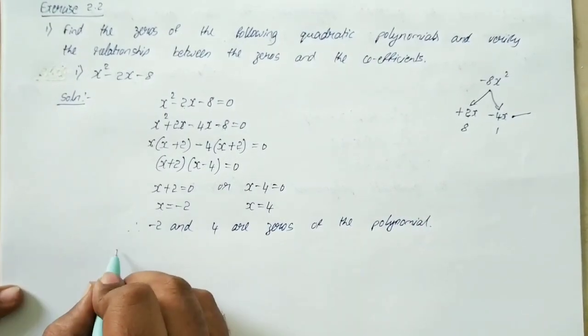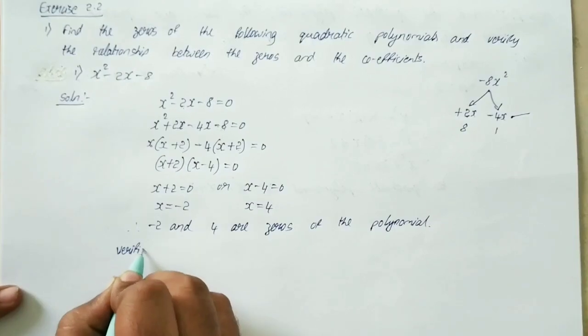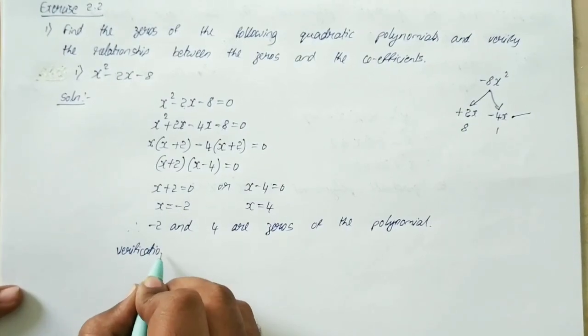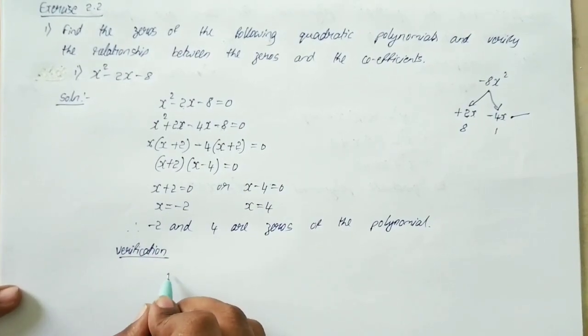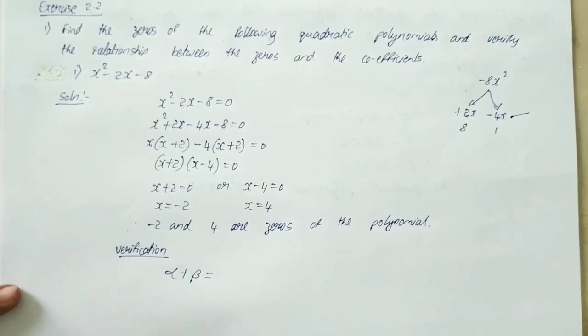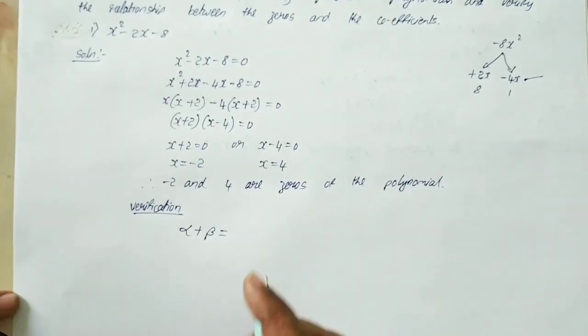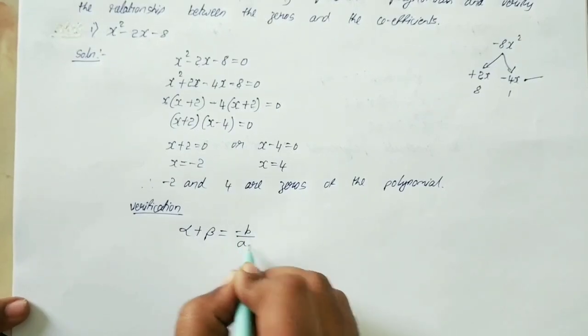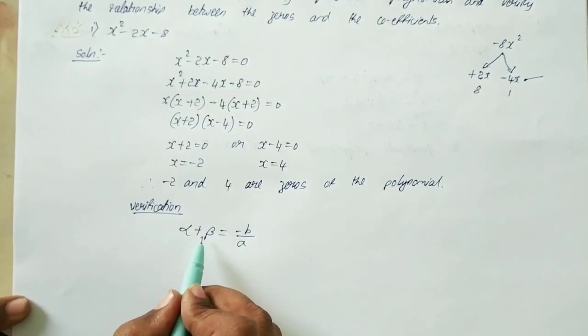polynomial. Now we have to verify this. Verification. First we will verify the sum of zeros, that means alpha plus beta. What is the formula for the sum of zeros? Alpha plus beta is equal to minus b by a. Alpha plus beta means the zeros, right?